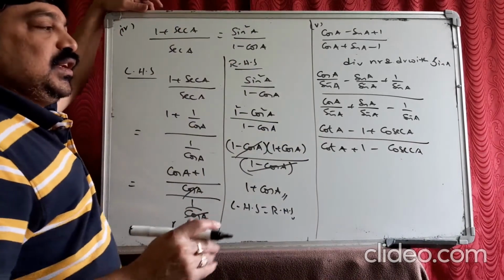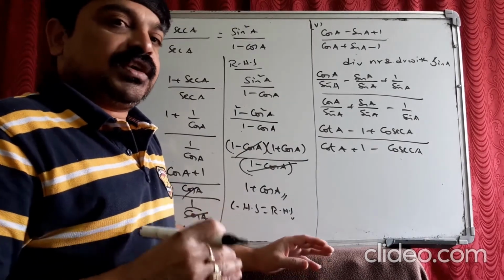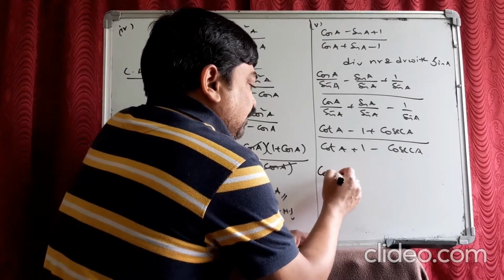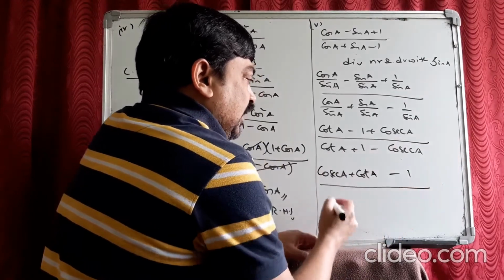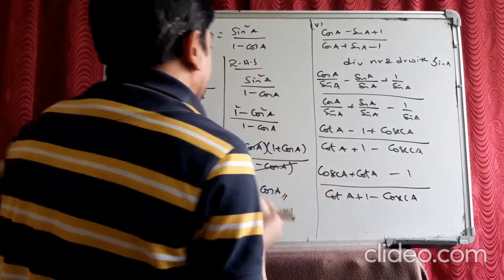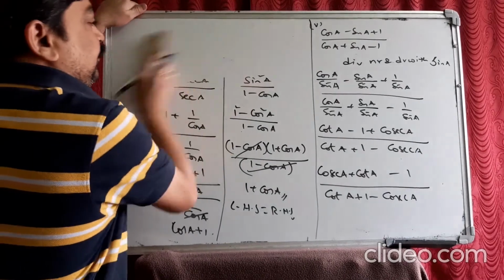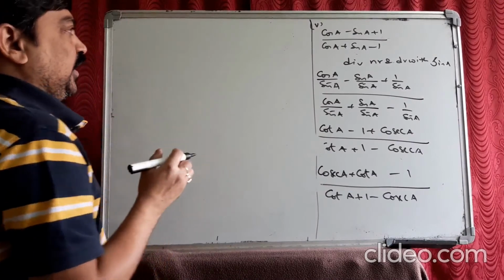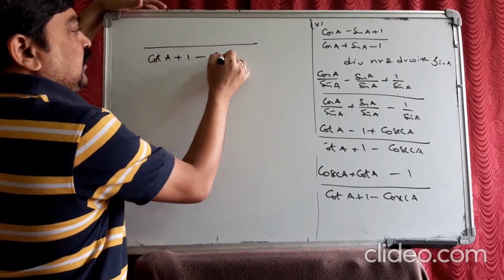So after this, you just don't touch the denominator. Whatever simplification is required, we do only for the numerator. I write the numerator like this. Write first cosecant A plus cot A, and write 1 a little far, and don't touch the denominator. Now I rub this. Please pause the video and you can take this. The denominator will be same: cot A plus 1 minus cosecant A.